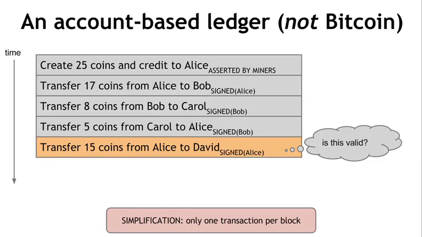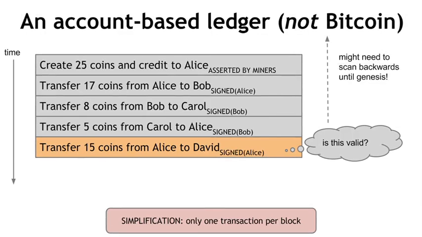Okay, so to tell if this transaction is valid or not, we have to figure out whether or not Alice has the 15 coins that she's trying to transfer to David. And to figure that out, we might have to look backwards forever to the beginning of time at every transaction that's ever involved Alice. Every time Alice has sent or received coins, we need to find all of those transactions and add them up to see if she really has the 15 coins. And of course we can make this a little bit more efficient with some data structures that track Alice's balance after each transaction, but that's going to require a lot of extra housekeeping besides the blockchain itself. And that's why Bitcoin isn't based on an account-based model like this.